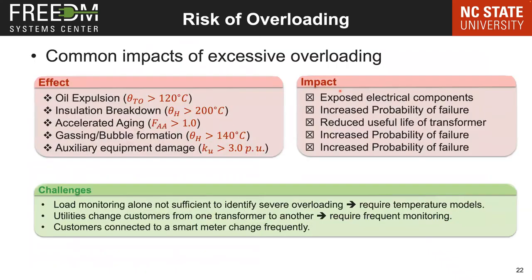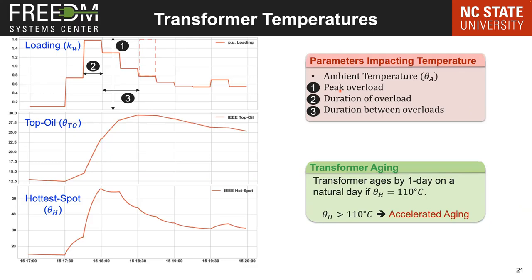Why did you pick 110C? So this is developed from thermal models by the standard. This is according to the standard. They have done a lot of testing with actual transformers during the manufacturing phase to identify that the normal aging happens at 110 degrees Celsius.